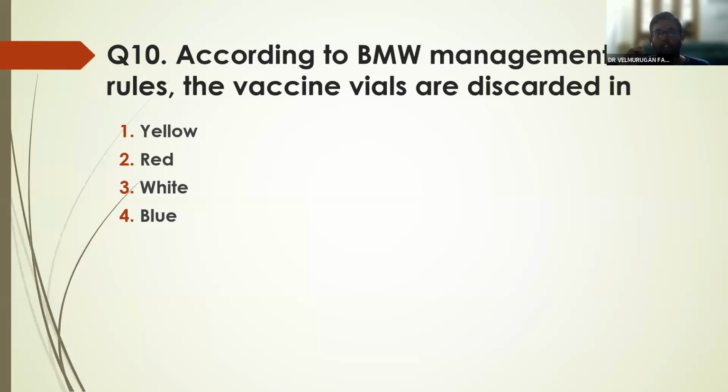Okay, according to biomedical waste management rules, the vaccine vials are discarded in which color? Okay, good. So the vaccine vials are discarded in blue color. Blue color is mainly for glass and metallic implants.